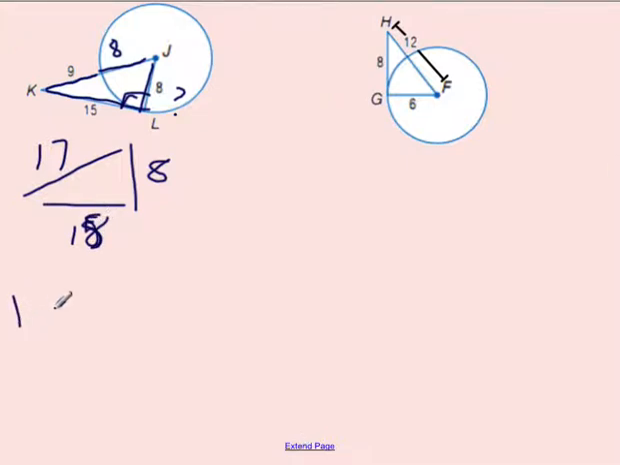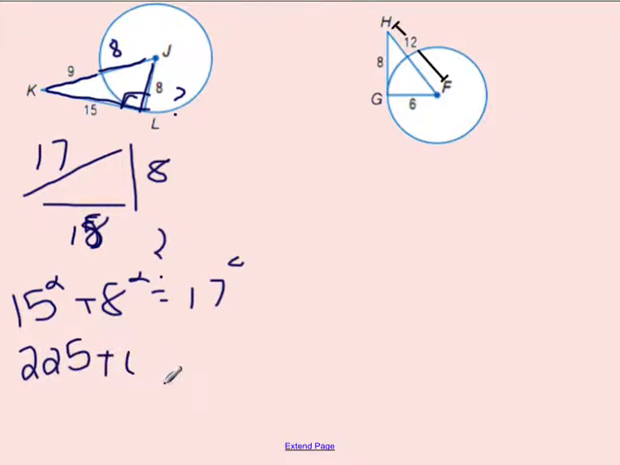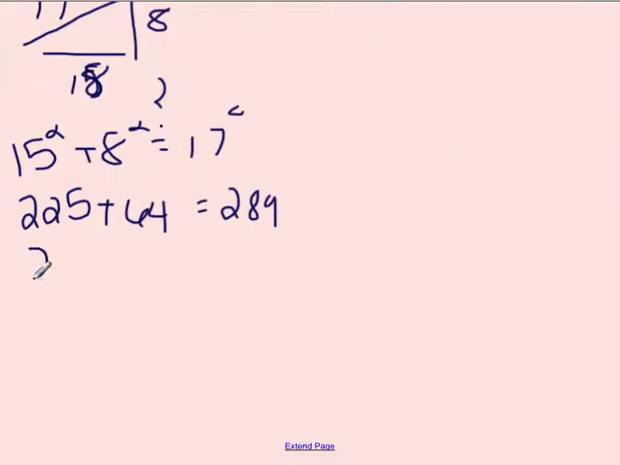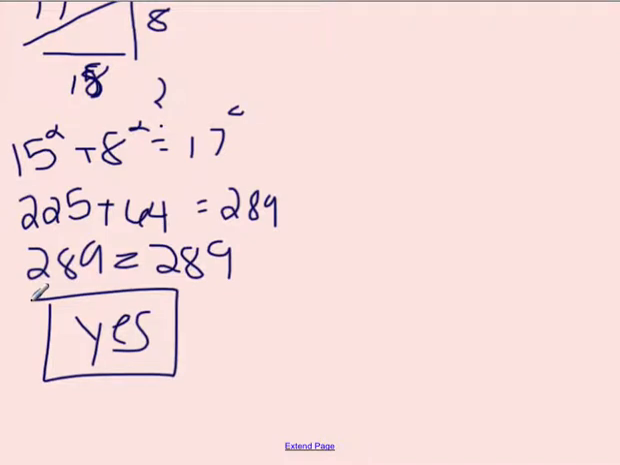I'm going to square my two smaller sides, or my legs, and set it equal to my hypotenuse. And if it's a right angle, the two of those should be equal. So then I end up getting 225 plus 64. Is that going to be equal to 289? So then 225 plus 64, you get 289, which is equal to 289. So the Pythagorean theorem holds true. So yes, they are tangent.